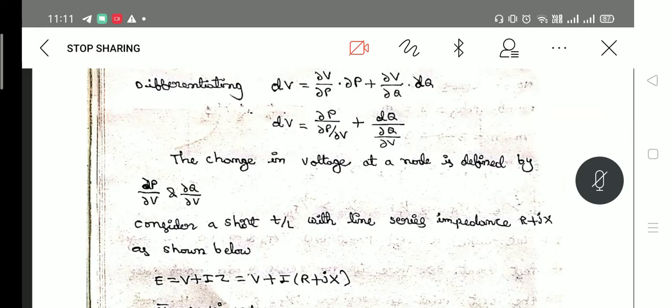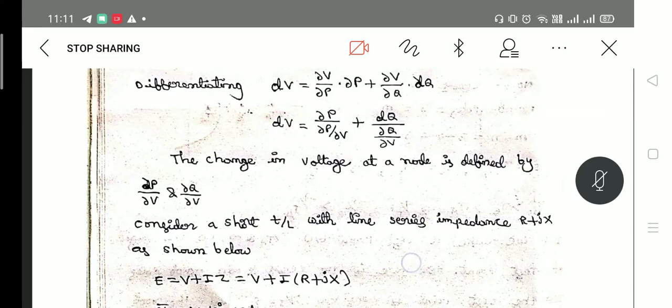Dou P by dou V and dou Q by dou V are the change in voltage at the node, with respect to active power and reactive power. So we can find these two, dou P by dou V and dou Q by dou V, first.